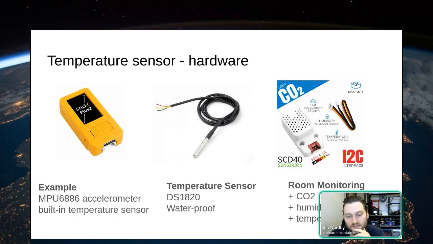Then you can buy the device shown on the right, which also has humidity and CO2, and you can also get particle sensors and many other kinds of devices. But the approach from the programming point of view will be exactly the same.